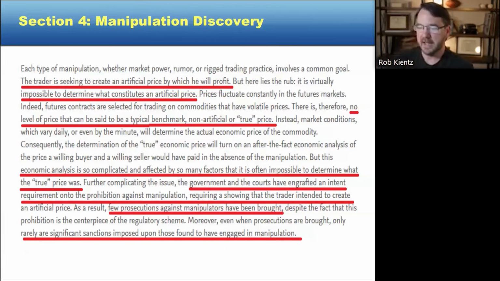Very interesting. As a result, few prosecutions against manipulators have been brought, despite the fact that this prohibition is a centerpiece of the regulatory scheme. So in other words, the regulations aren't set up to really catch the bad guys. Moreover, even when prosecutions are brought, only rarely are significant sanctions imposed upon those found to have engaged in manipulation.